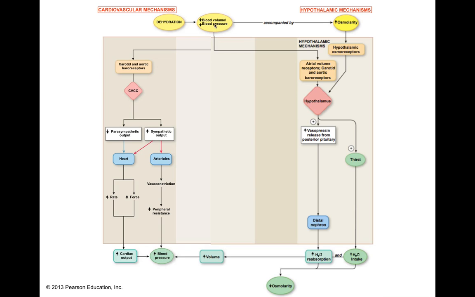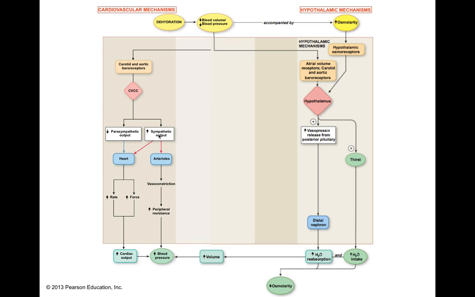Decreased blood volume and blood pressure sensed by baroreceptors, just like always. It will tell the cardiovascular control center in the medulla to affect autonomic nervous system output. So if blood pressure is too low, we want to increase sympathetic output, decrease parasympathetic output.